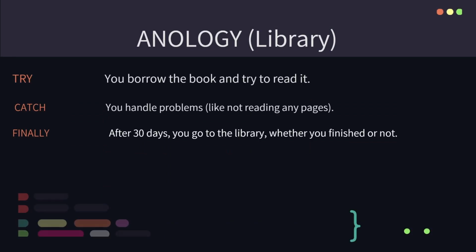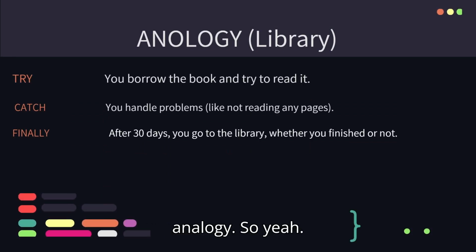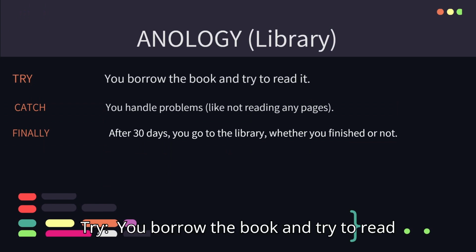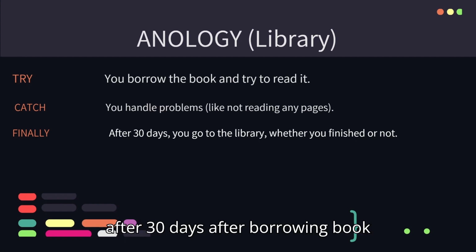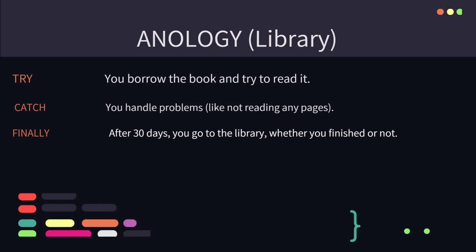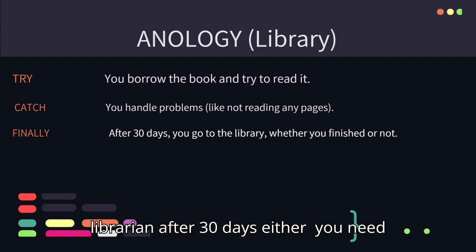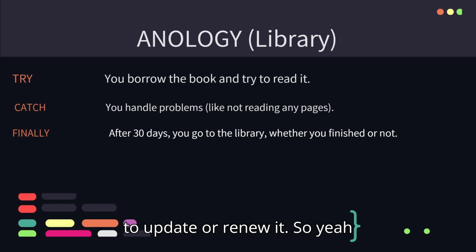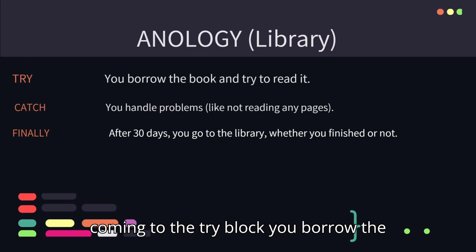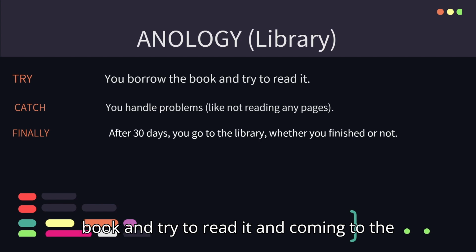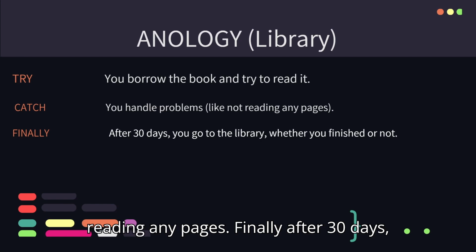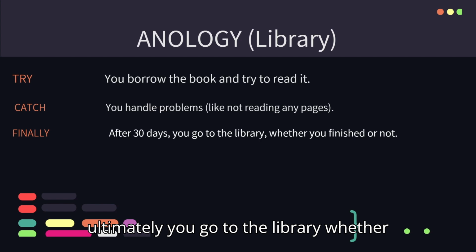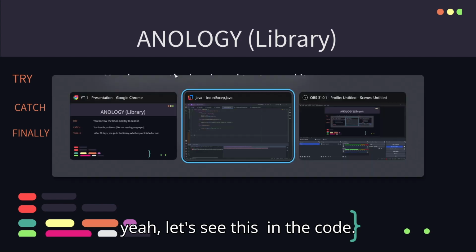So yeah, let's understand this better with an analogy. Try: you borrow the book and try to read. Actually, there are rules in college libraries, right? After borrowing a book, you need to hand it over to the librarian after 30 days, or you need to update or renew it. So coming to the try block, you borrow the book and try to read it. And coming to the catch, you handle problems like not reading any pages. Finally, after 30 days, ultimately you go to the library whether you finished or not. So let's see it in the code.